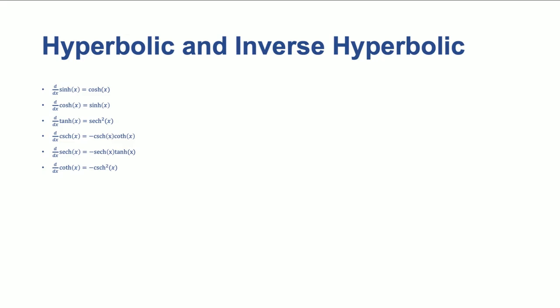And now we also have the inverse hyperbolic functions, which we will differentiate now. So we have the derivative of hyperbolic sine inverse is equal to 1 over the square root of 1 plus x squared. The derivative of hyperbolic cosine inverse of x is equal to 1 over the square root of x squared minus 1. The derivative of hyperbolic tangent inverse is equal to 1 over 1 minus x squared.